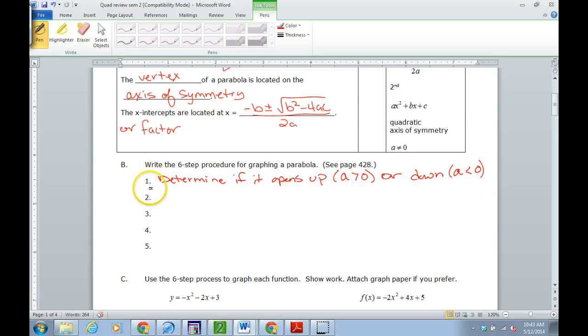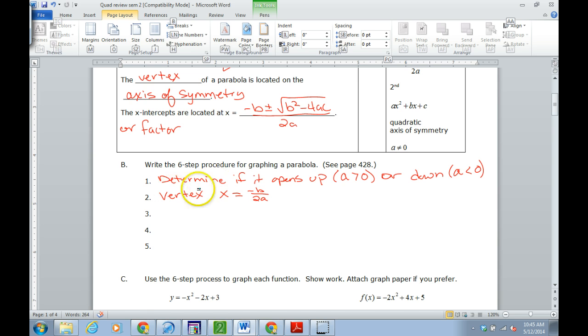Second, you need to determine the vertex. There's 2 steps to that. First step is to find the x value. The x value is negative b over 2a. Once you find that x value, you're going to take whatever that is and plug that back into the equation to find the y value.